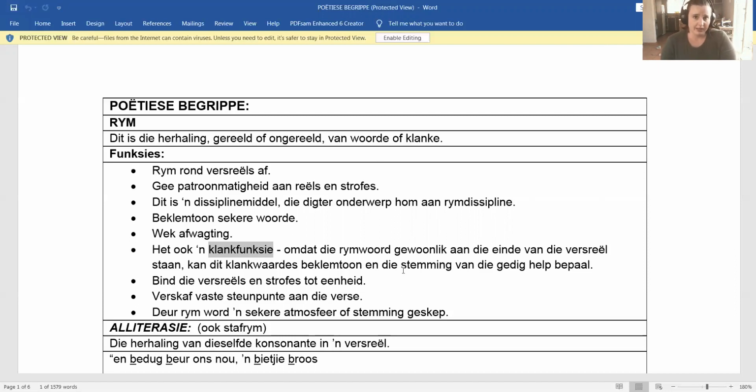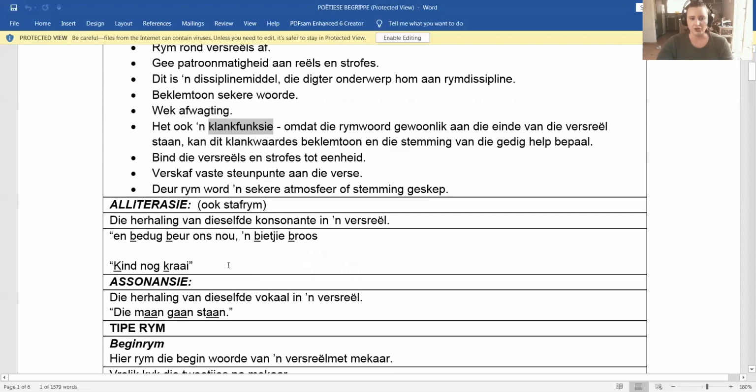It actually binds the lines and the stanzas, and it also gives certain fixed sort of lookouts in the poem. So certain fixed elements in the poem, okay? And you can also set a certain atmosphere in your poem, okay?